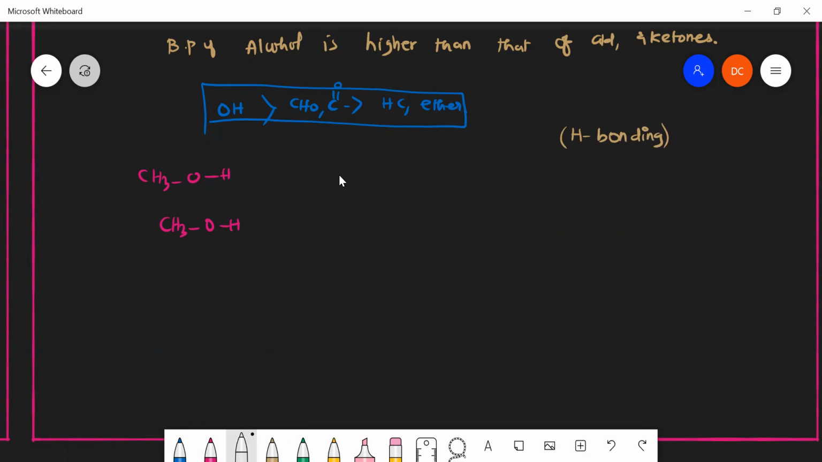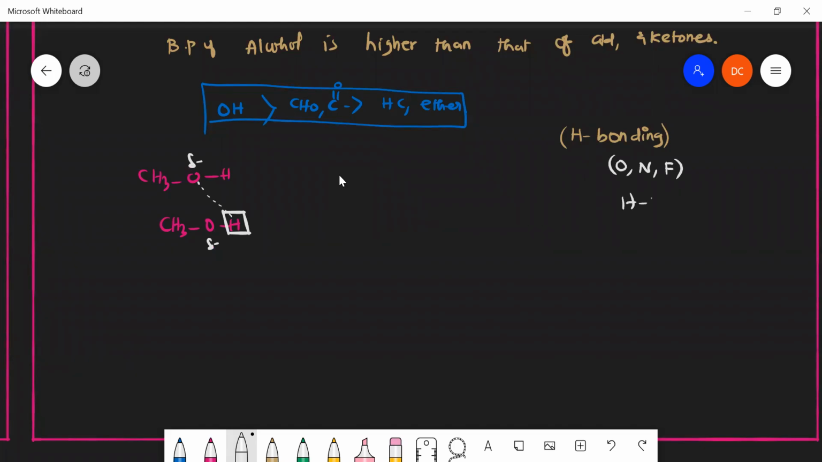That's it. Hydrogen which is placed in between two highly electronegative atoms. Look, here hydrogen is between highly electronegative oxygen and highly electronegative oxygen. So if hydrogen is placed in between two highly electronegative atoms such as oxygen, nitrogen, fluorine, only these three will form hydrogen bonding. The remaining do not form any hydrogen bonding.